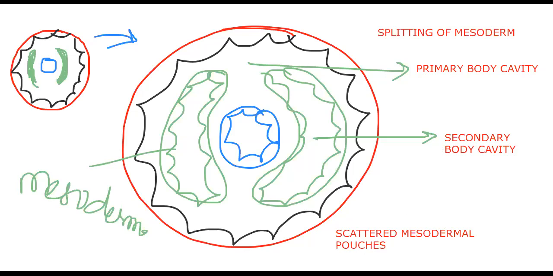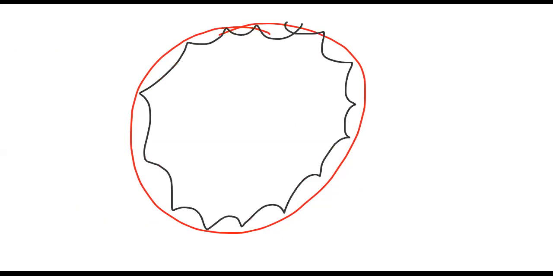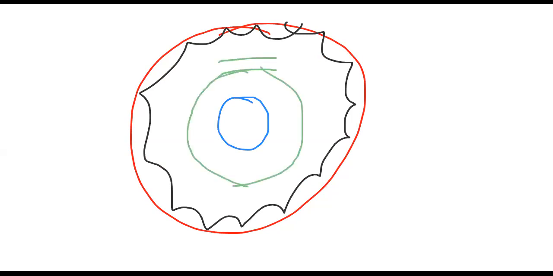What next? The splitting will continue. So I am drawing the same size to understand much better. As usual, the outer ectoderm and inner endoderm. So what happens after the splitting? The split develops. The split is going to fuse on both sides. That means the two mesodermal pouches fuse.